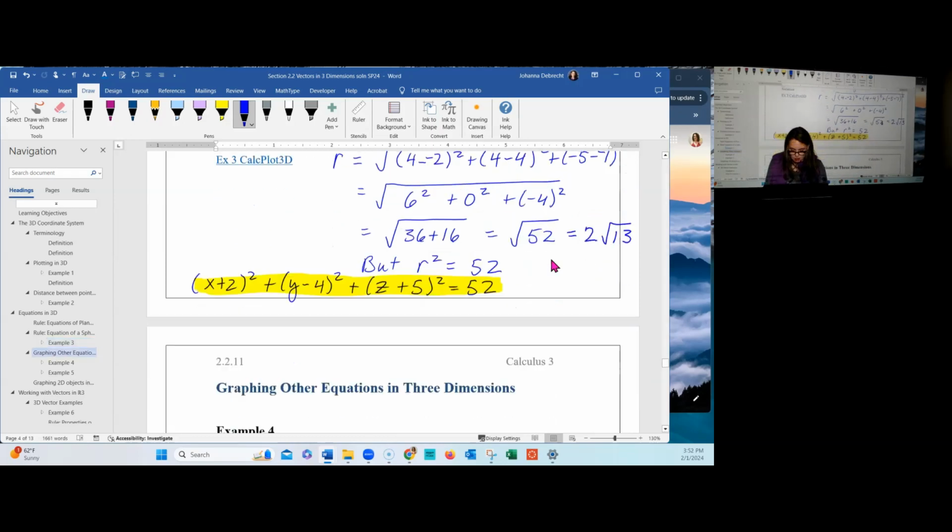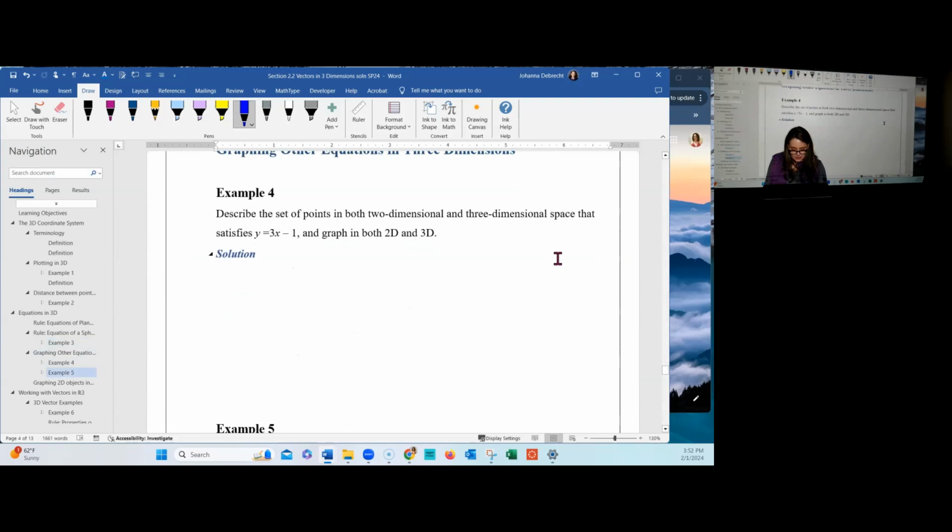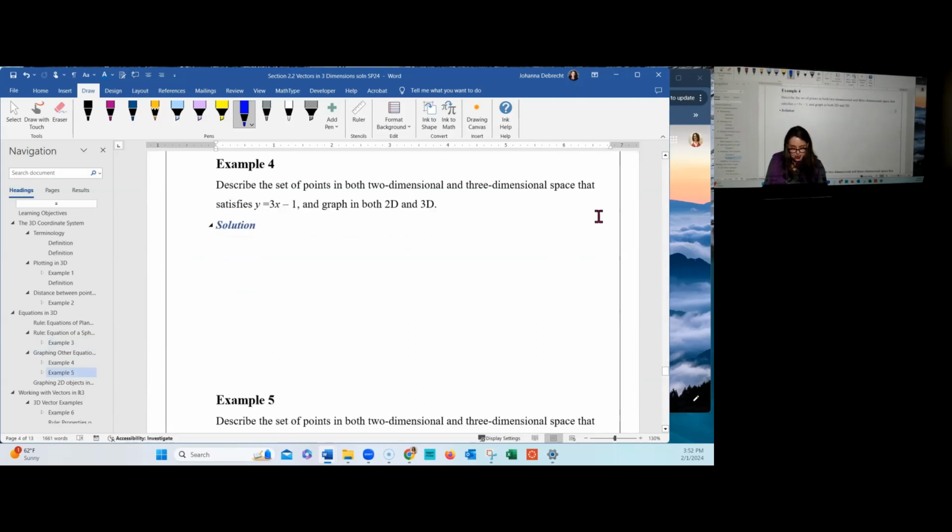Let's talk now about graphing other equations in 3 dimensions. So for example, let's talk about what the line y equals 3x minus 1 would look like in both 2D and 3D. Now, in 2D, we pretty much know what it would look like, right? This is just going to be the line that crosses the y-axis at -1 and has slope of 3, 3 over 1. So it is this line that we see right here, where this is the y-axis and this is the x-axis. So in two-dimensional space, this is what it looks like in R2.